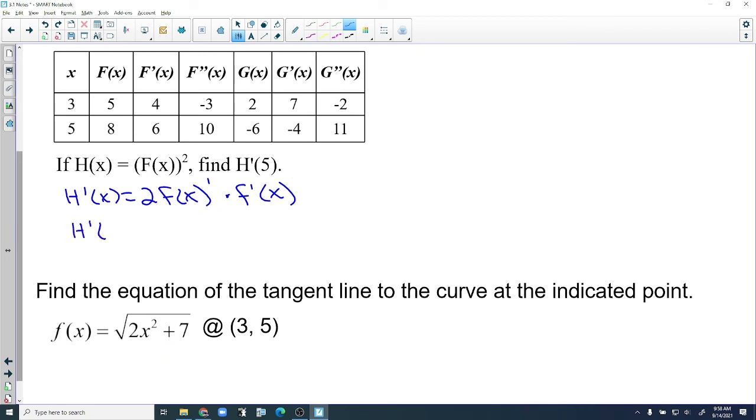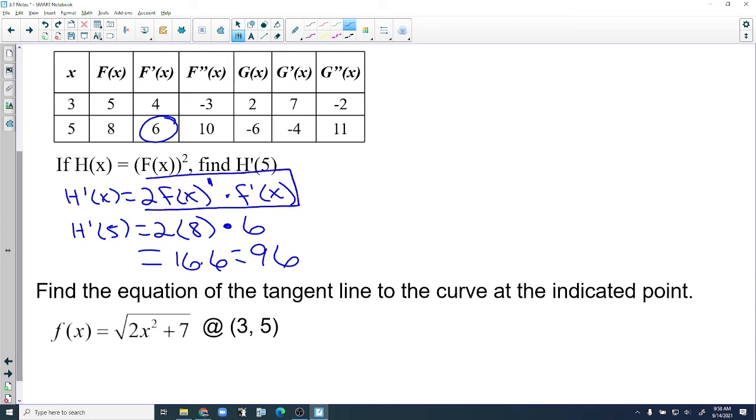Now h prime of 5 is equal to 2 times, that's to the first power, f of 5, which is 8, and then times f prime of 5, which is 6. So let's see, 16 times 6, I'm looking at 96. Now, of course, I want you to get the value, but this is the important piece right there. If you can't get that, you're not going to be able to get the values. That's the important step right there. Derivative of the outside, leave the inside alone, times the derivative of the inside.